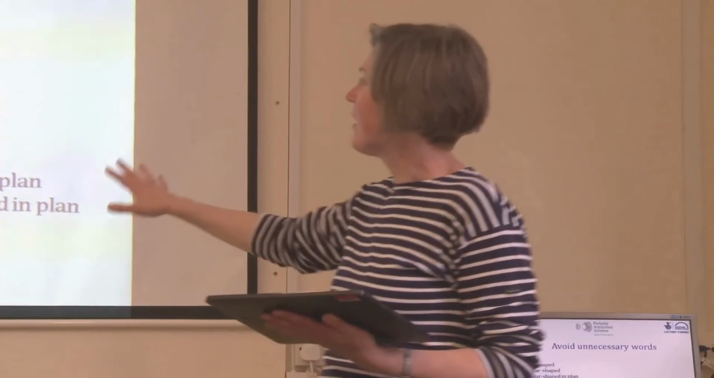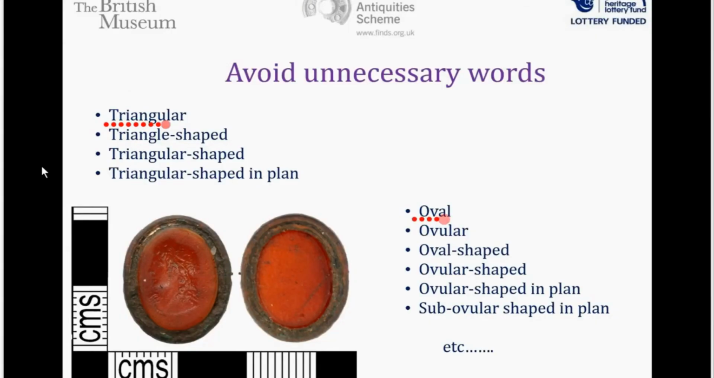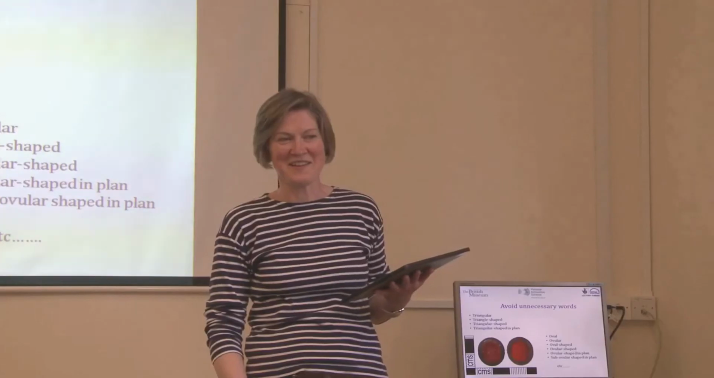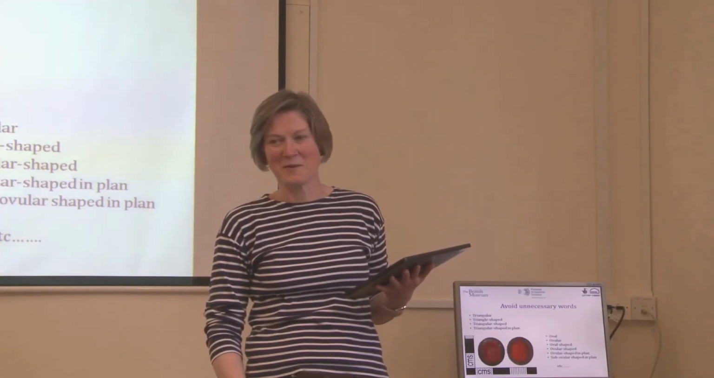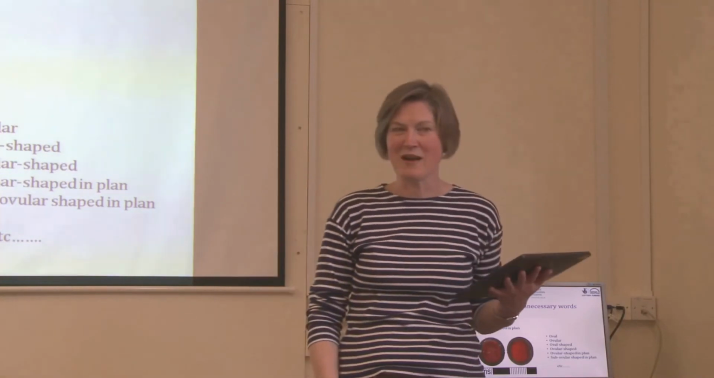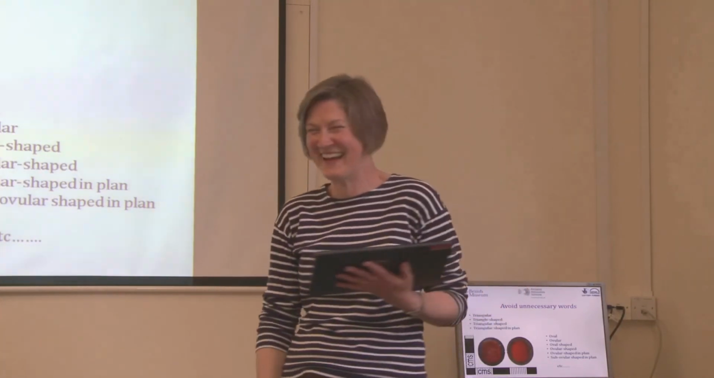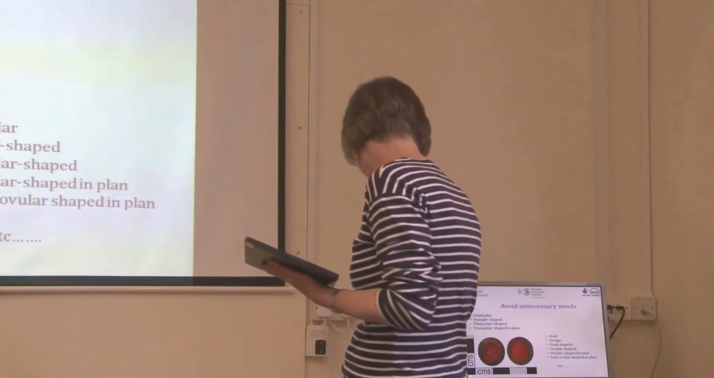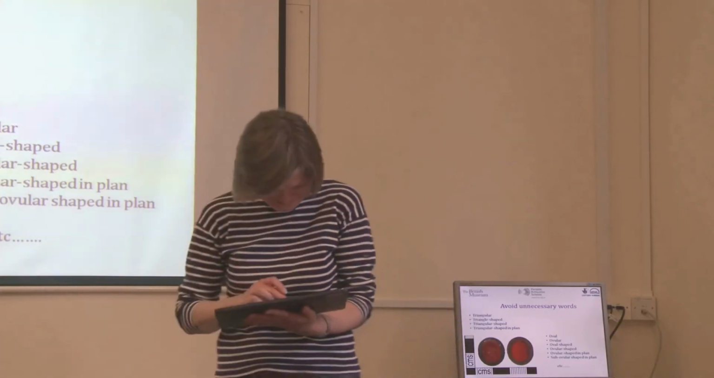So, unnecessary words. Oval and triangular are sufficient. I don't know whether anybody has ever used subovular shaped in plan, but it's that kind of thing. When I used to survey earthworks, we used to think everything could be described as subrectaloid. That sounds very rude. Yes, it's horrible. I will share it with you.